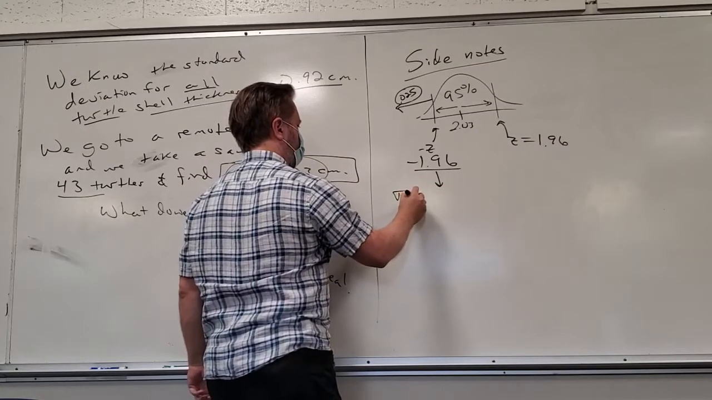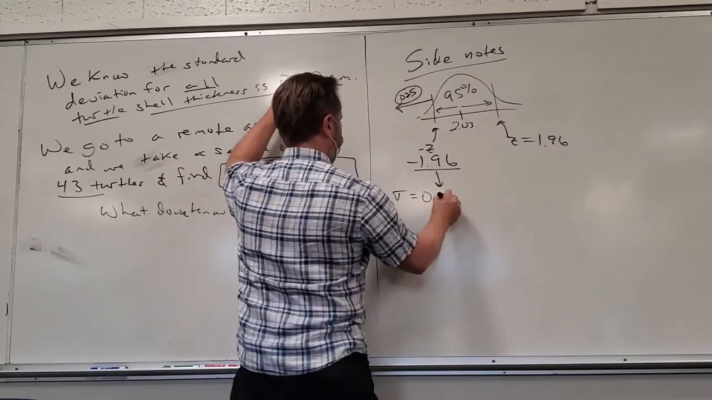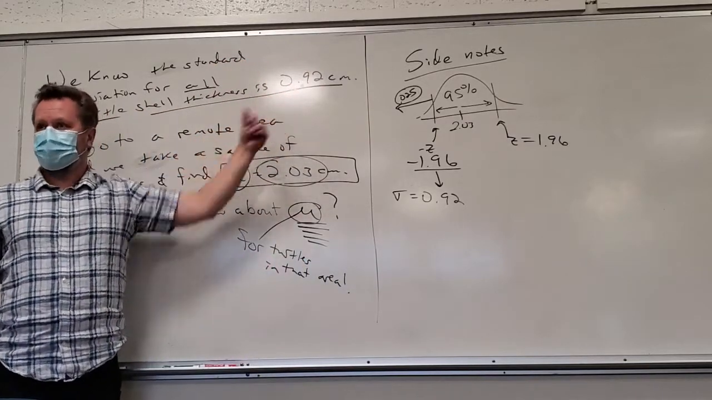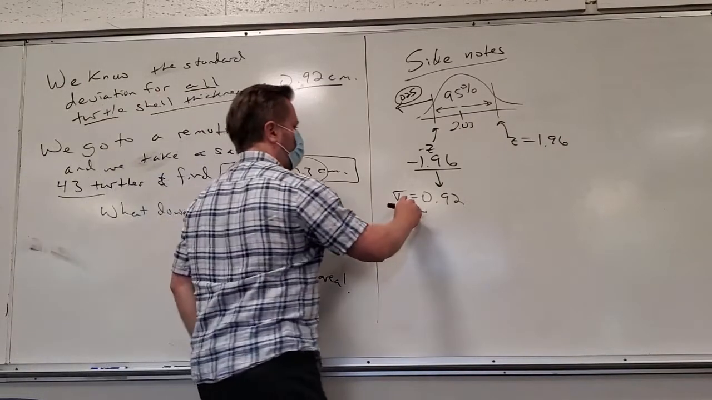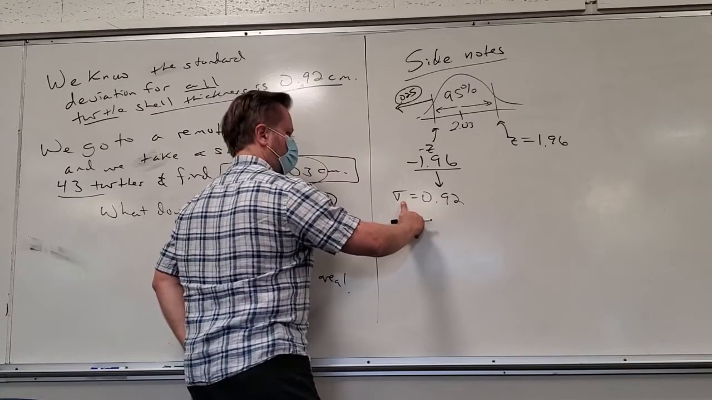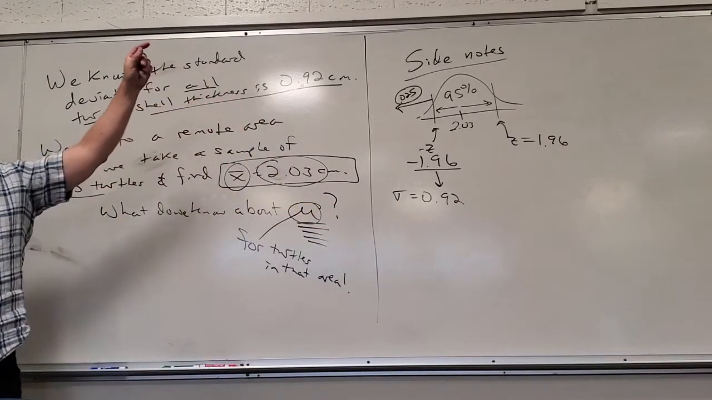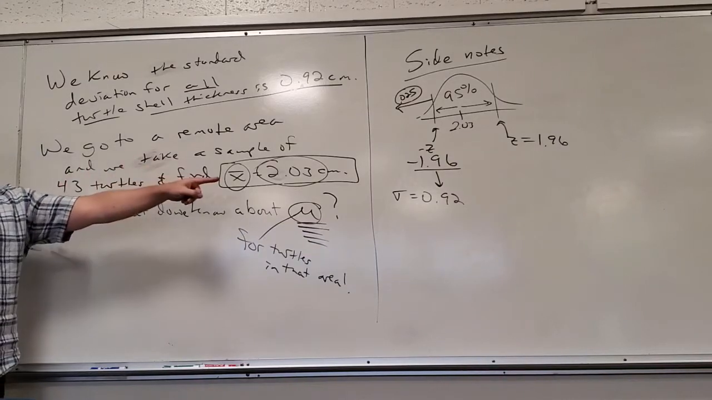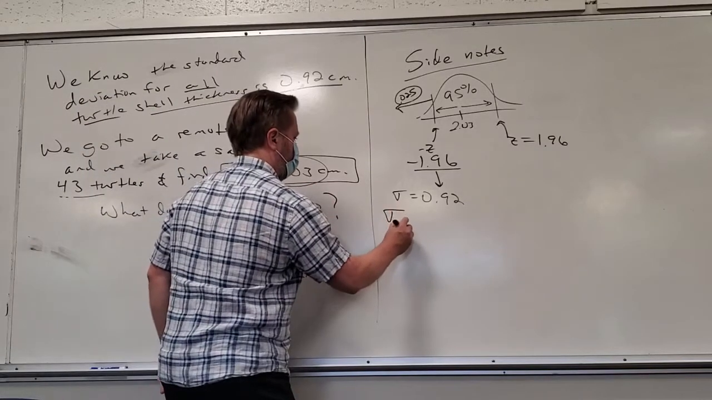Do you know sigma? Why am I using this one? Because that's true for all turtles. So is it true for my turtles here? Yes. Okay. What do I have to do with this though? Divide it by the square root of 43, because that's the one for individual turtles. I need the one for groups of 43 turtles. So I got to change it into this.